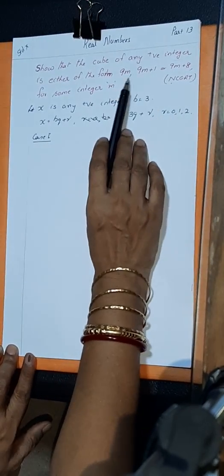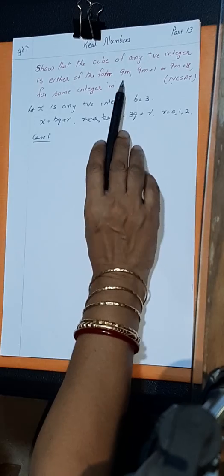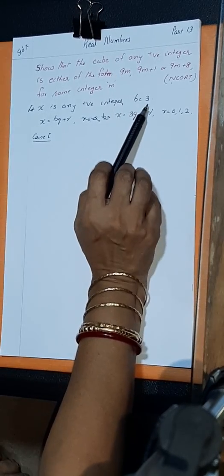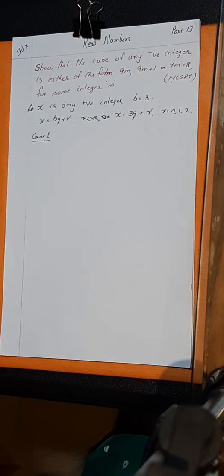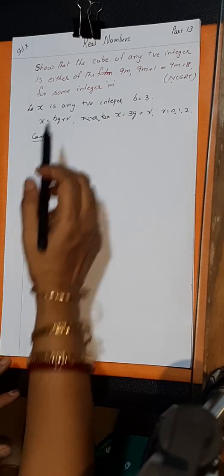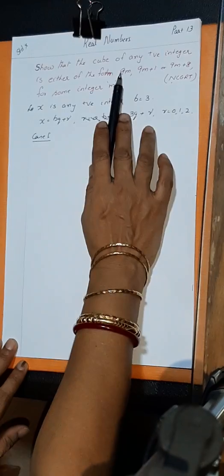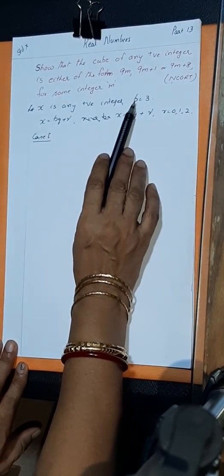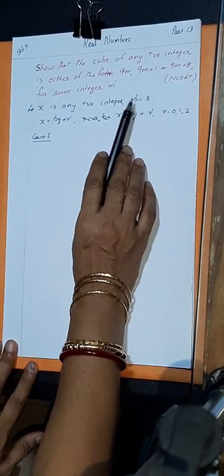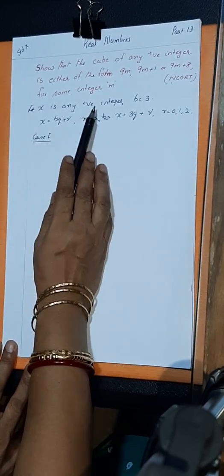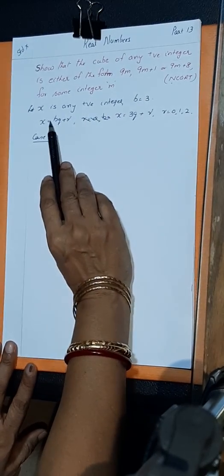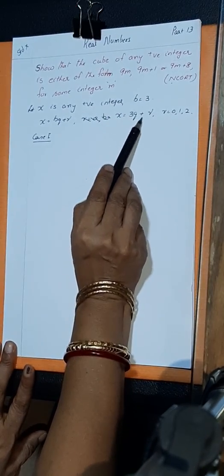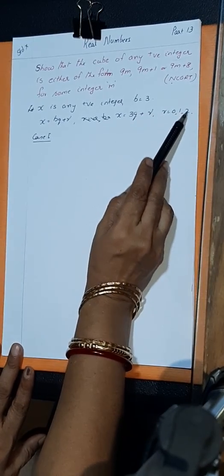Here 9m, so generally we take the same number as b. But if you take 9 here, then you would have to take 9m plus 1, 9m plus 2, like that till 9m plus 8. Since you have to find the cube, you can always take the factor of 9. So here we are going to take b is equal to 3. If x is any positive integer, then x is equal to bq plus r, so b is equal to 3. So we can write x is equal to 3q plus r, where r is equal to 0, 1 and 2.